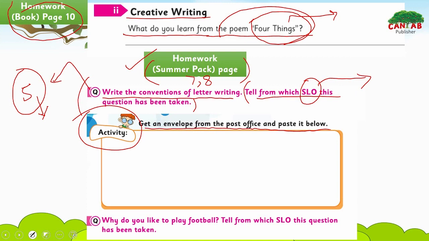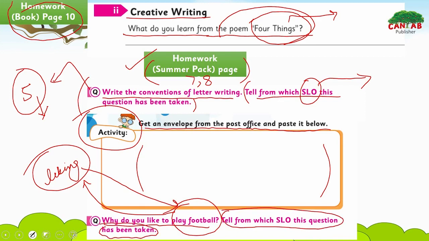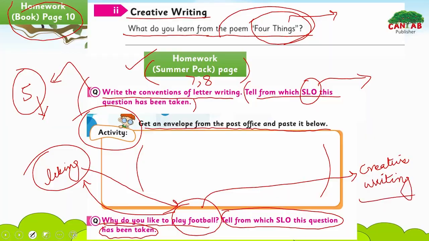The next one is an activity. You have to get an envelope and paste it here. The next one is, why do you like to play football? Here you have to write your liking of what? Playing football. And you have to tell from which SLO this has been taken. So basically your creative writing is going to improve here.